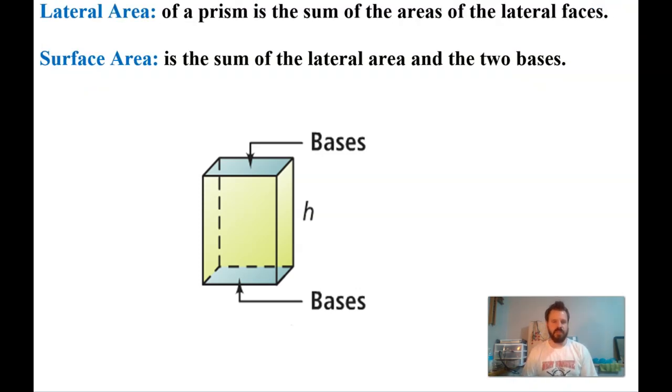And then for a prism, we're going to look at finding the lateral area and the surface area. I'm going to say the lateral area of the prism is the sum of the area of the lateral faces. Okay, so those faces in between my bases. And then the surface area is the sum of the lateral area and the two bases. Okay, so in other words, add all these pieces that make up this prism together, and that's going to give you your surface area.